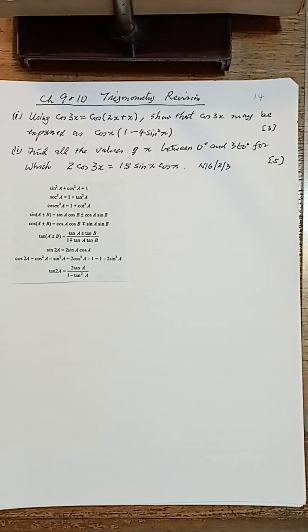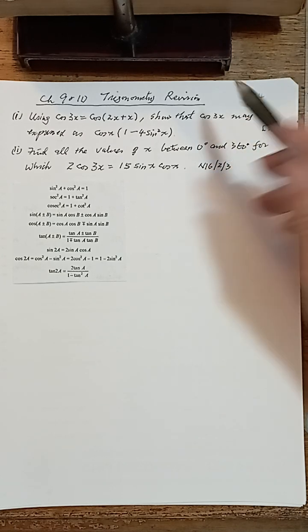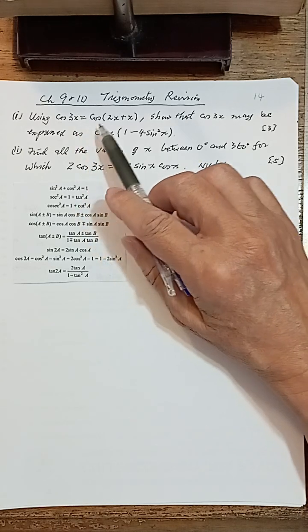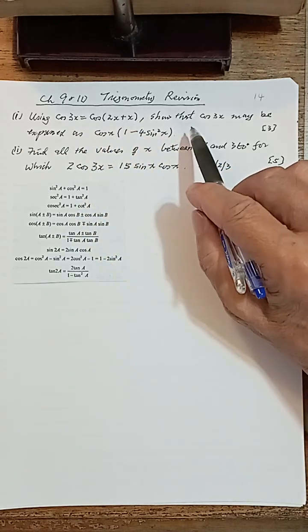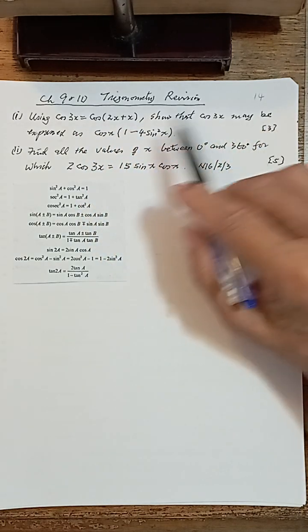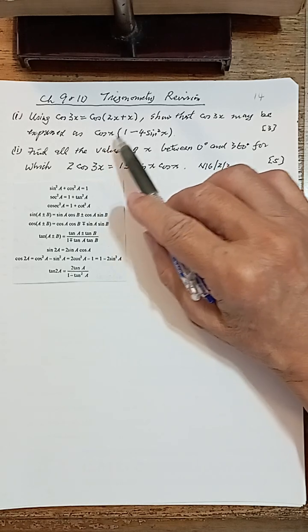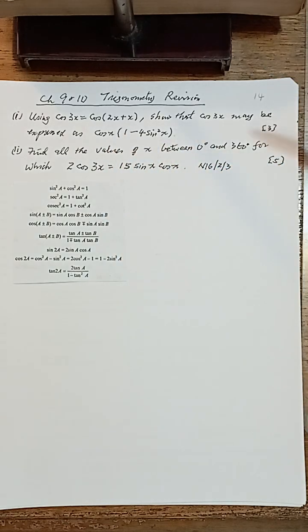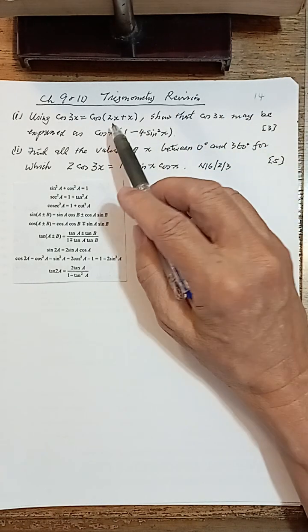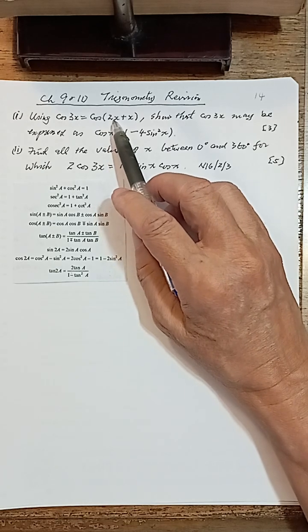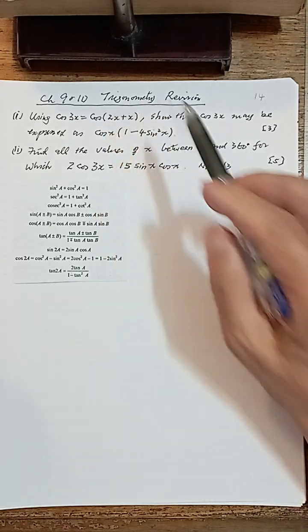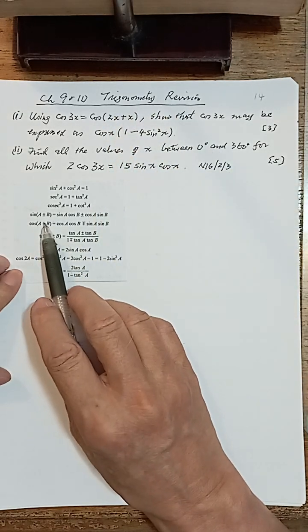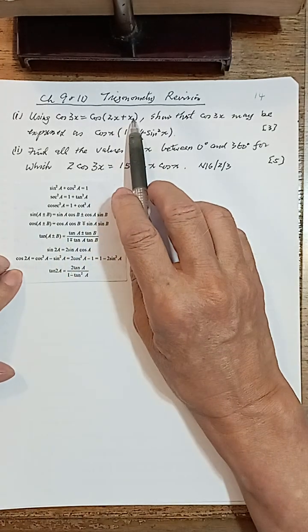Okay, good morning, guys. Now we'll look at one more question from year 2016, paper 2, number 3. Using cosine 3x equal to cosine 2x plus x, show that cosine 3x may be expressed as cosine x, then 1 minus 4 sine square x. Now notice that this question will require you to use the compound angle, cosine A plus B, 2x plus x.